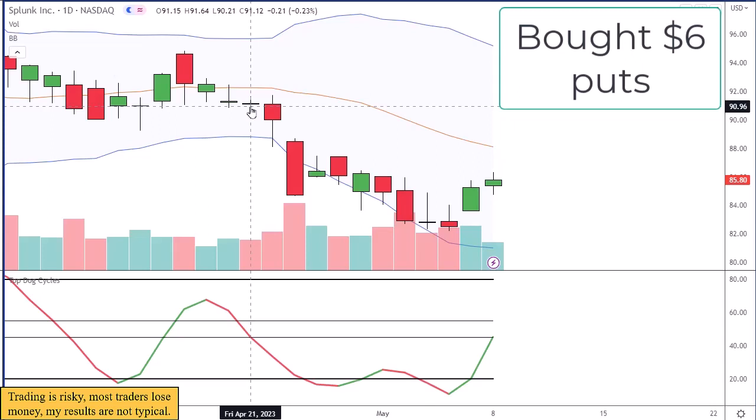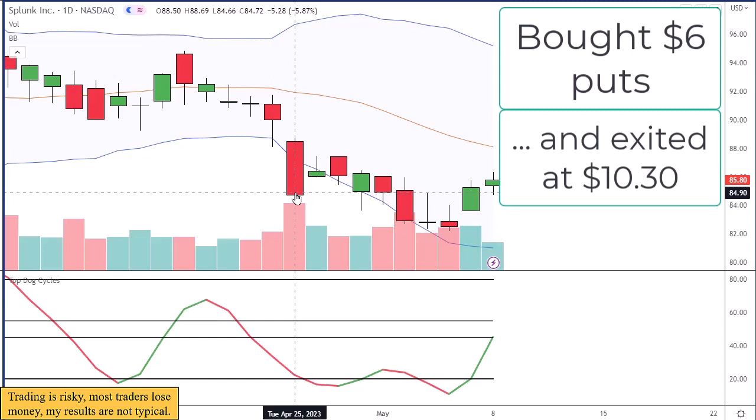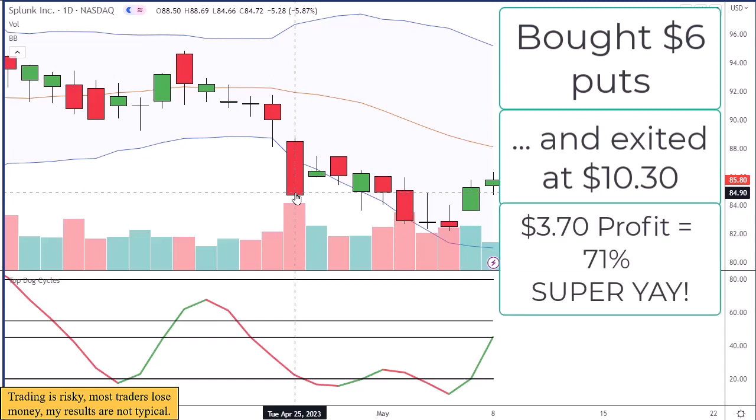Okay, well, again, I'm not going to get into all the details of options today because I just wanted you to get the concept, but each contract is worth 100 shares. So that'd be $600. And then when I got out here, I was able to sell it for $10.30. So bought it for $6, sold for $10.30. That's the bottom line. So what is that? That's a $3.70 profit, which is a 71% return, as opposed to a 7% return.